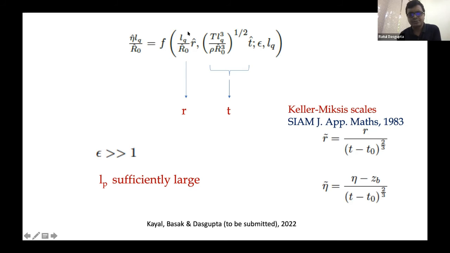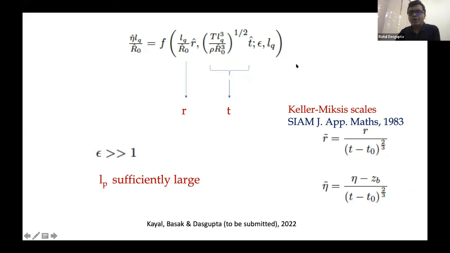So this is a non-dimensional radius r; r hat is dimensional. This is a non-dimensional time; t hat is dimensional, and this is the linear frequency with which we are multiplying it. And then there are two non-dimensional parameters, epsilon and LQ. Sigma is not there anymore. And so there are these two non-dimensional parameters.